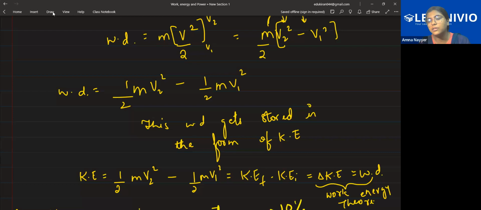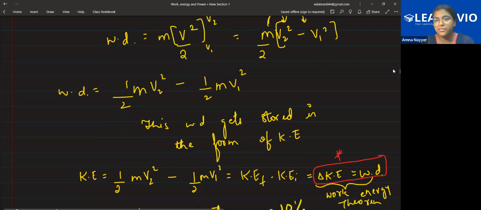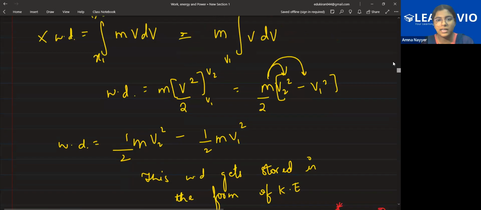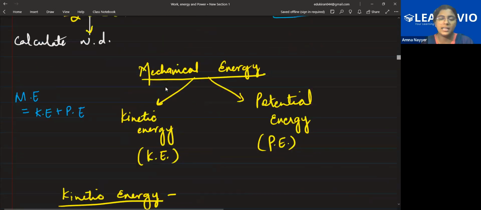In the work energy theorem, you have to remember this. This is important, and this is the derivation. All right, write it down. Any queries, please feel free to ask and get it clarified. Start writing from here. Next topic is mechanical energy.